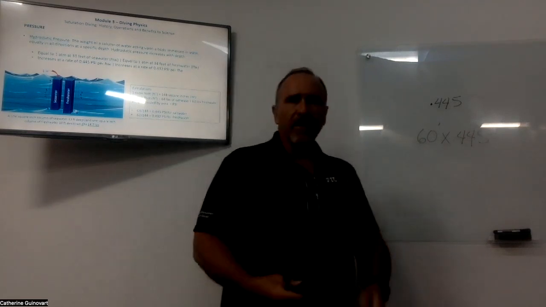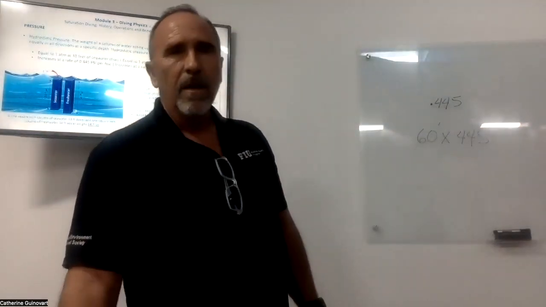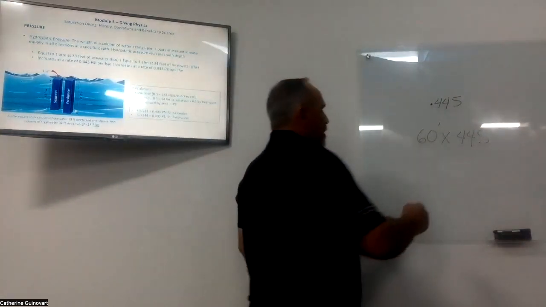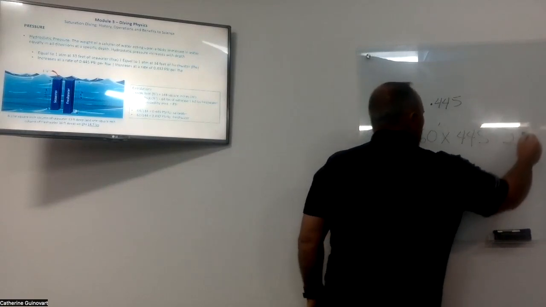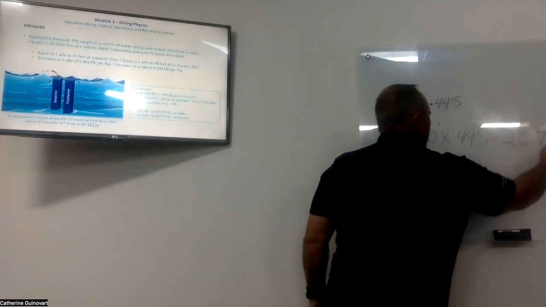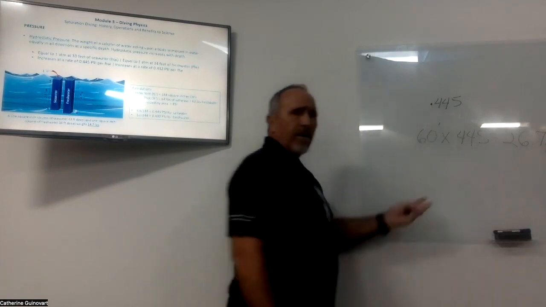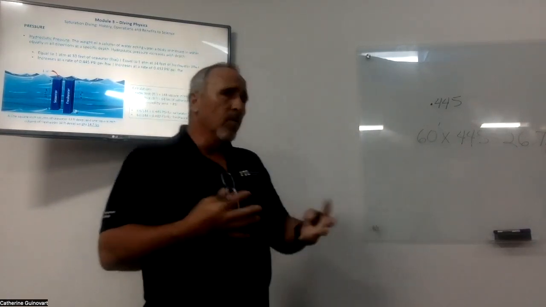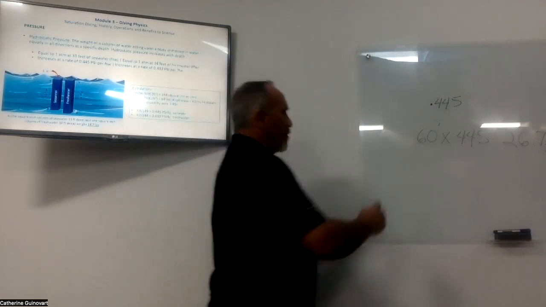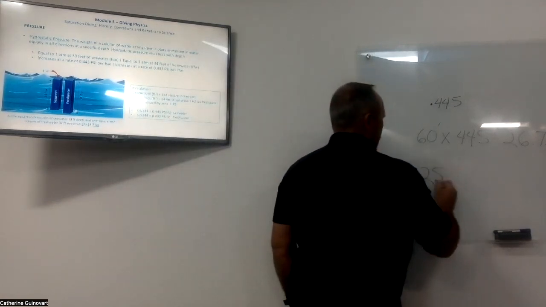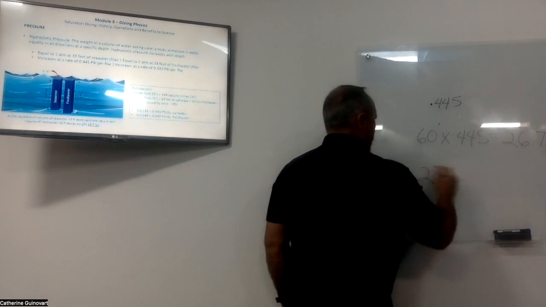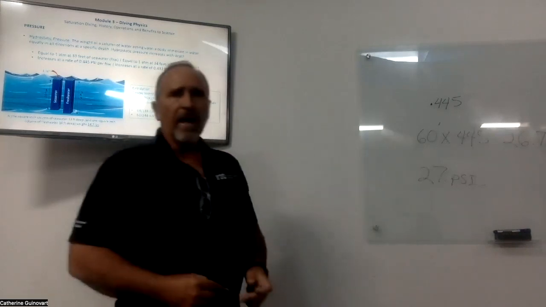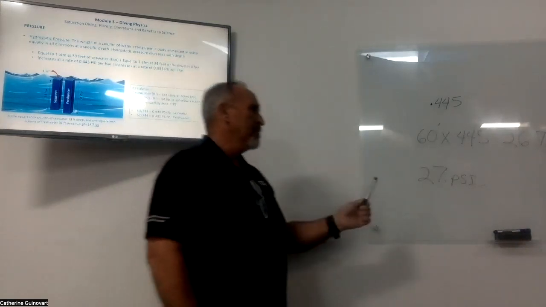All right, and that's basically 26, not feet, right? But 26 psi. So 26.7 psi. If you want, you can round that up just for being safe, depending on what you're using that formula for. So it's 27 psi. 27 psi at 60 feet. Okay, so why is that important?